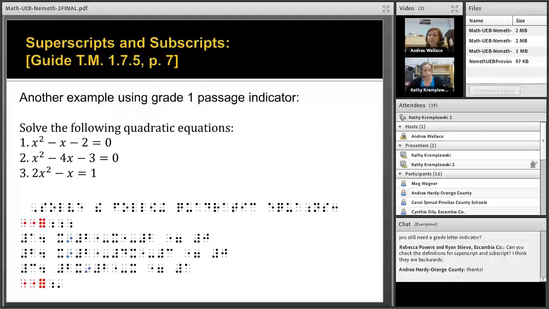Okay, next. All right, so here's another example using the grade 1 passage indicator. Solve the following quadratic equations. And this one gets a little bit more advanced, but I just wanted you to see this because it was kind of eye-opening for me.